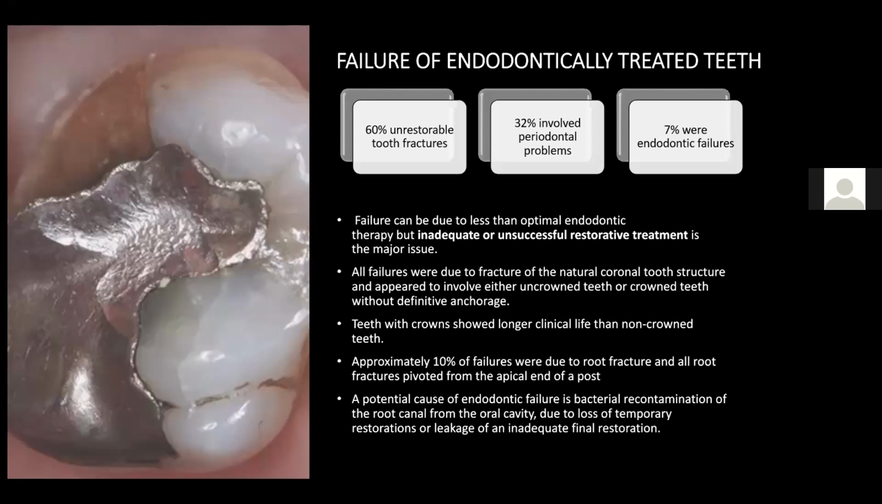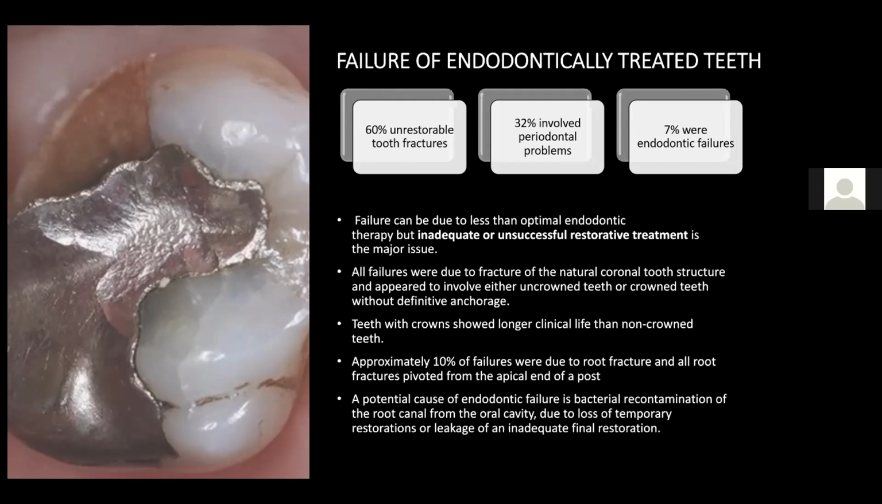Now, this might be surprising for you all, but only 7% of endo failures are from the actual endo procedure. Most of the endo failure comes from unrestorable tooth fractures. So the basis of long-term prognosis comes from an appropriate filling. The other reason for endo failure is periodontal problems. Now, failures can be due to less than optimal endodontic therapy. Yes, that's, as I said, 7% of endodontic failures, but also the most important thing is unsuccessful restorations.